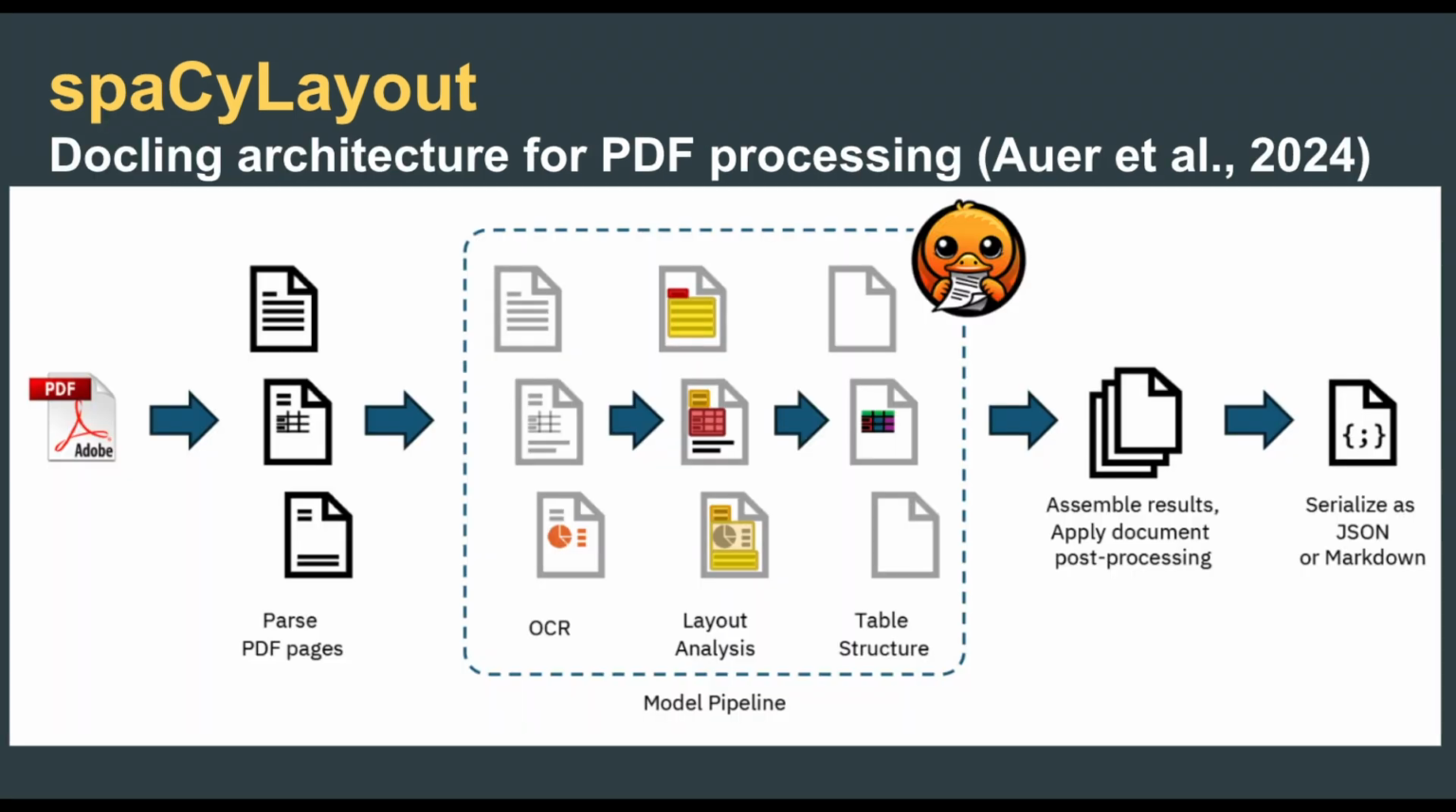A practical implementation is spaCy and Docling. Developed by IBM Research, Docling offers a robust pipeline for document processing, combining file parsing, layout analysis, optical character recognition, OCR, table structure recognition, and post-processing into a unified structured format. The team behind Docling has also trained custom models for layout analysis and table recognition, enhancing its capabilities.